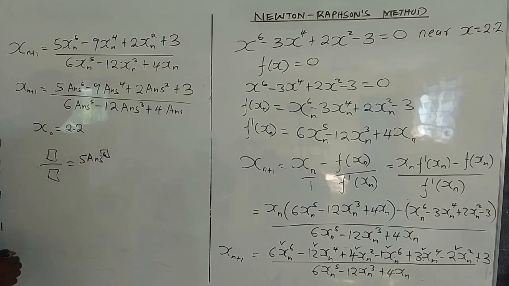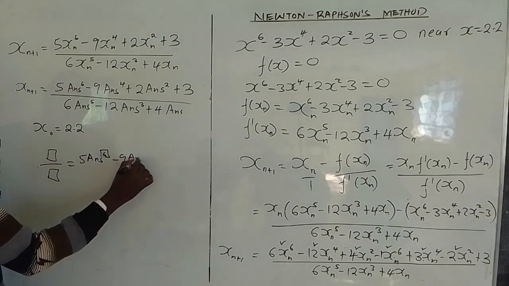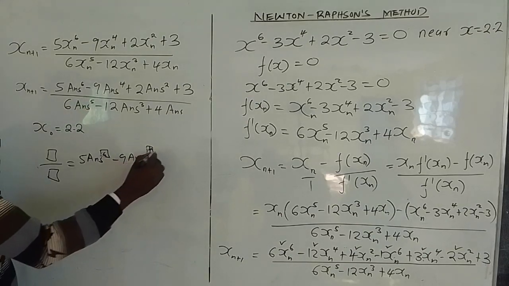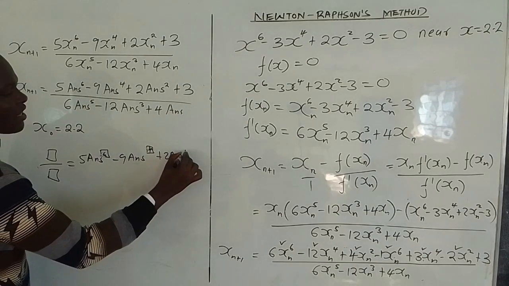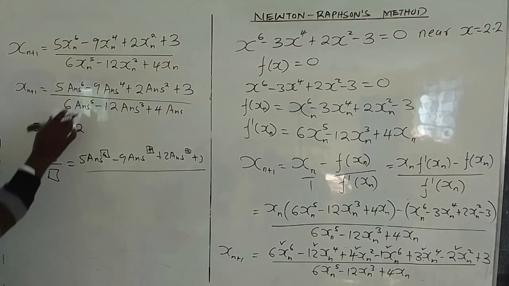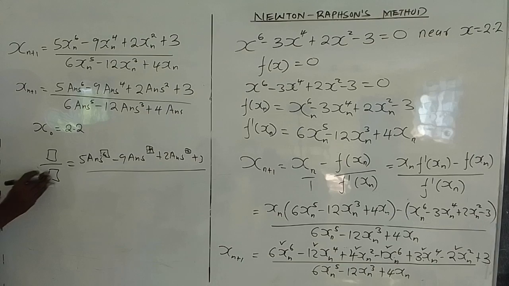Isn't it? Then it is minus 9 answer raised to power 4. You are feeding the calculator in case of that calculator. Then plus 2 answer raised to power 2. Then plus 3, you are done with the numerator. Go to the denominator, do the same thing.